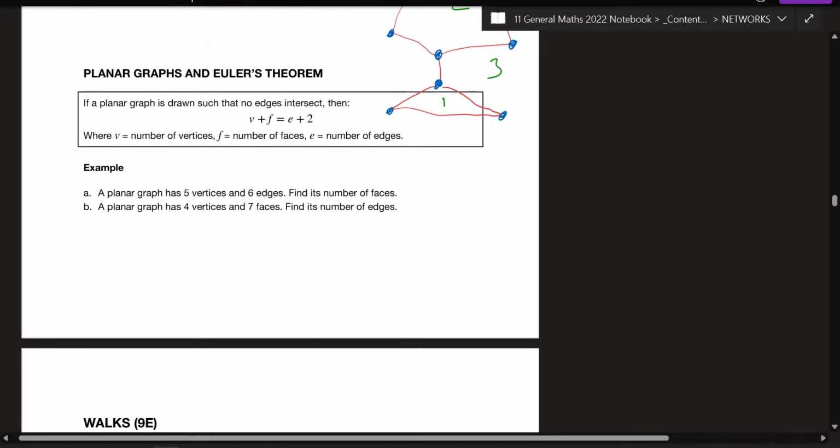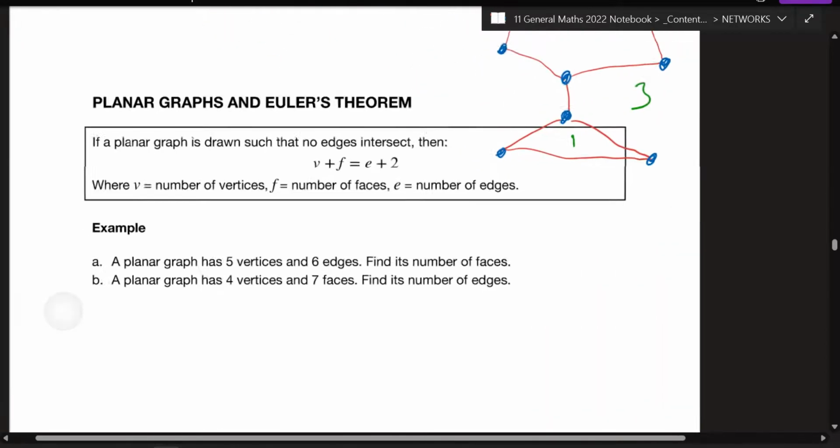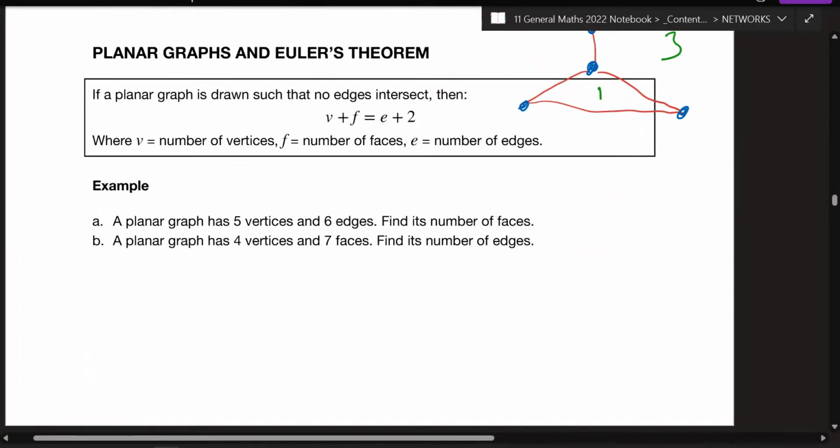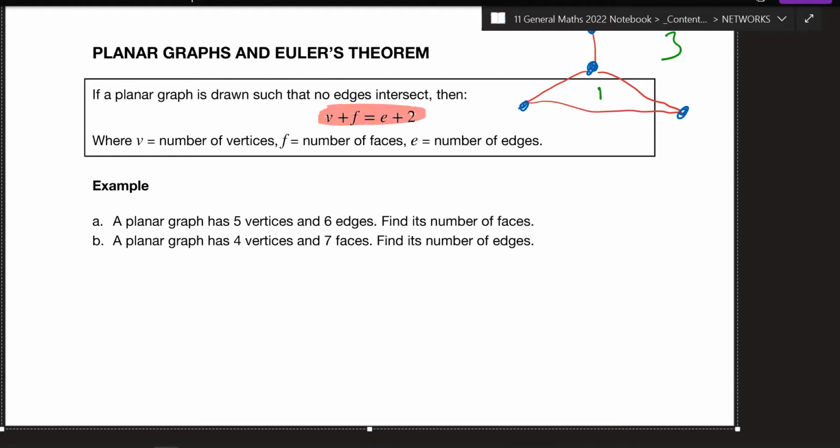All right, let's look at the last bit, and then that'll be it for the planar stuff, okay? Now, when it comes to planar graphs, there's this thing that we call Euler's theorem. So this formula here, really easy to use. Just make sure you refer back to it every now and again.